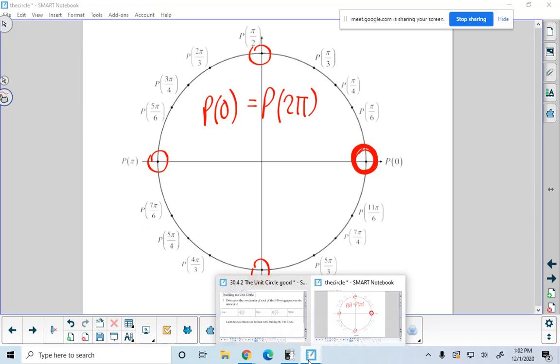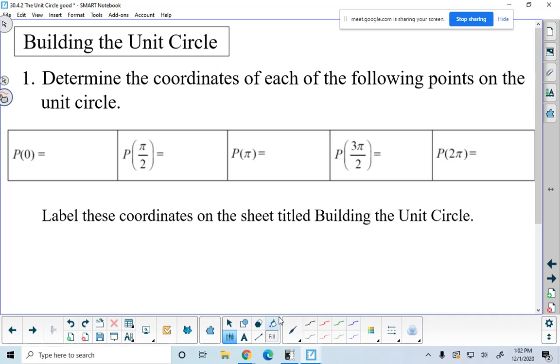So what are the coordinates? Well, at 0, the x-coordinate is 1 and the y-coordinate is 0. At the top of your circle, so you're looking at your handout, at the top of the circle where pi over 2 is, the x-coordinate is 0 and the y-coordinate is 1.